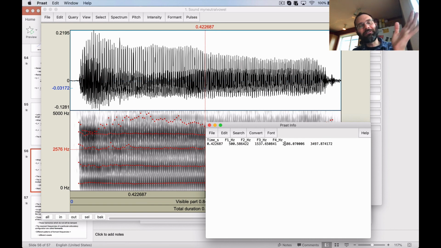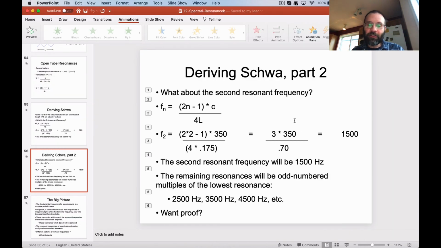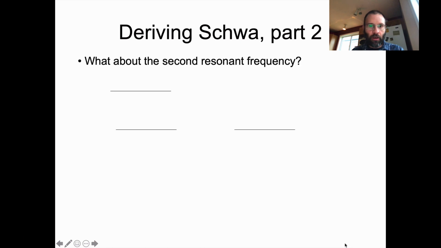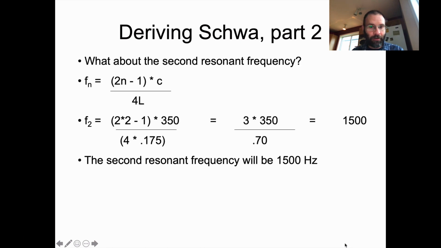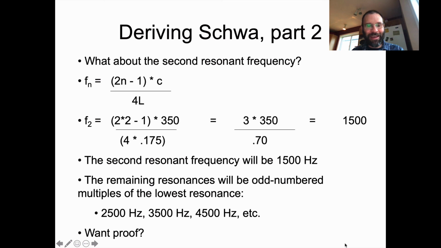It's going up basically 500, 1500, 2500, because it turns out the length of my vocal tract somehow conveniently is 17.5 centimeters or thereabouts. Almost as if somebody out there wanted me to be a phonetician, because I didn't control that. But be that as it may, this is how it works. This is how you get the resonant frequencies of an open tube. It's how you get the resonant frequencies of your vocal tract.